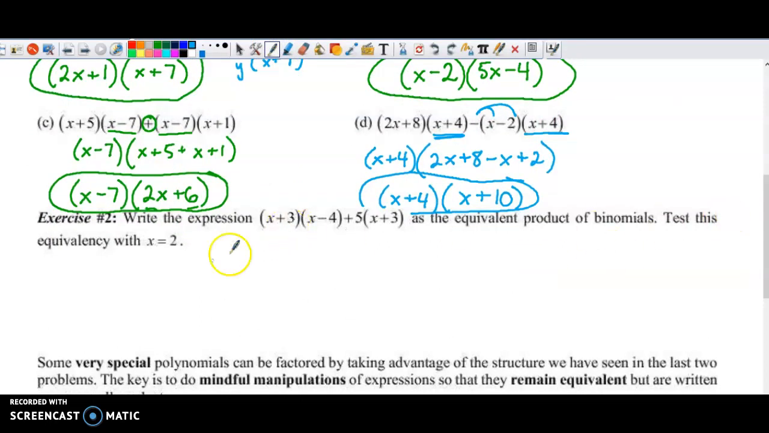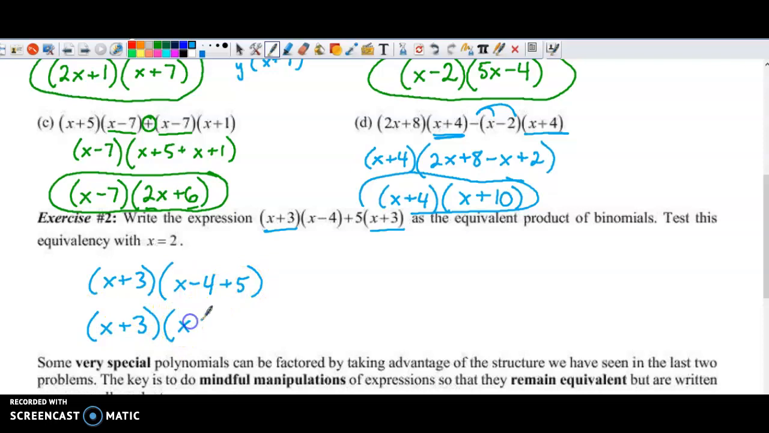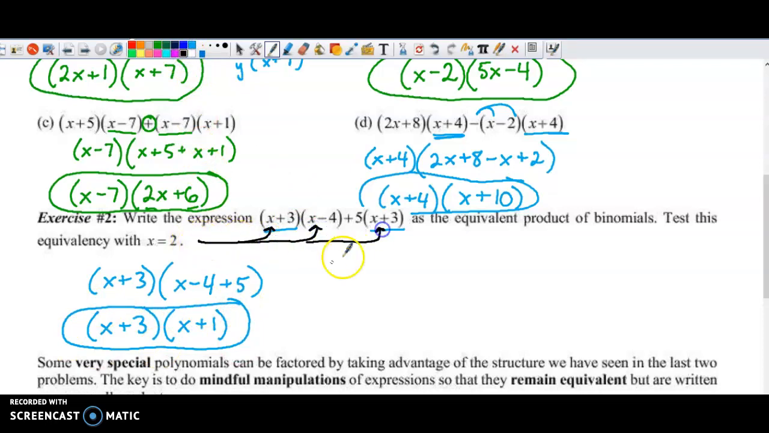So moving on to the next one, this is going to prepare you for a different way of doing this, but they just want you to test the equivalency with certain values. So I'm going to leave a little bit of space. So the correct factored form would be the x plus 3 in front, and then you're left with x minus 4 plus 5, which you could then reduce. Negative 4 plus 5 would be x plus 1. So the premise of testing equivalency is plug in 2 in for all of these x's and see what happens. And also plug in 2 for these x's down here.